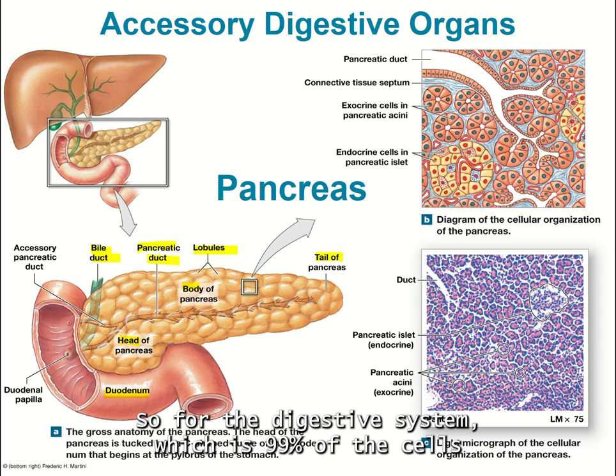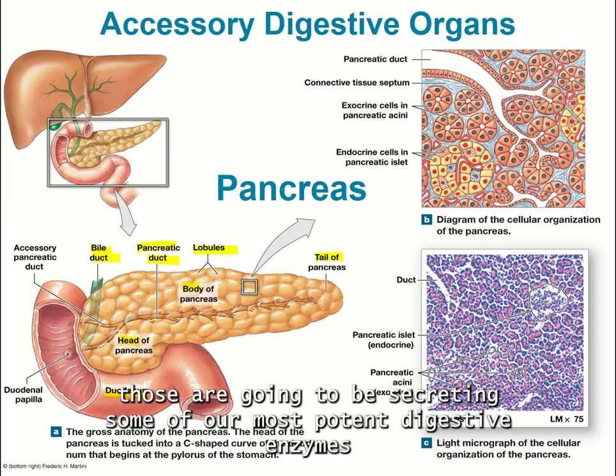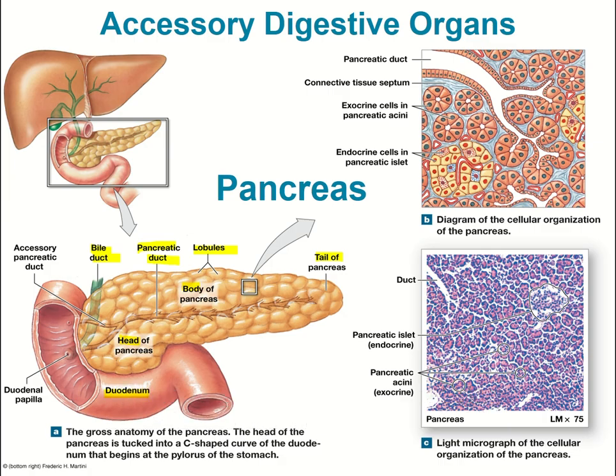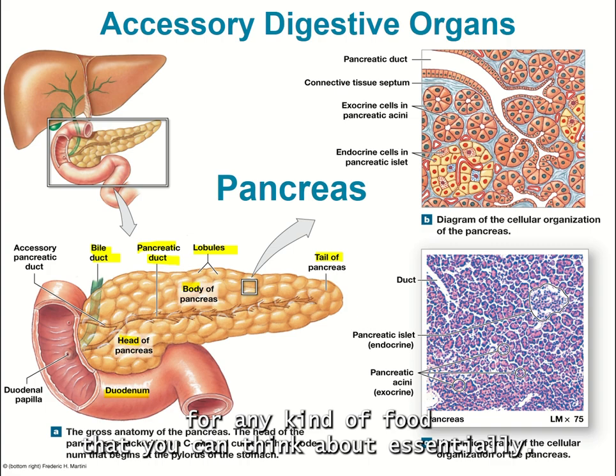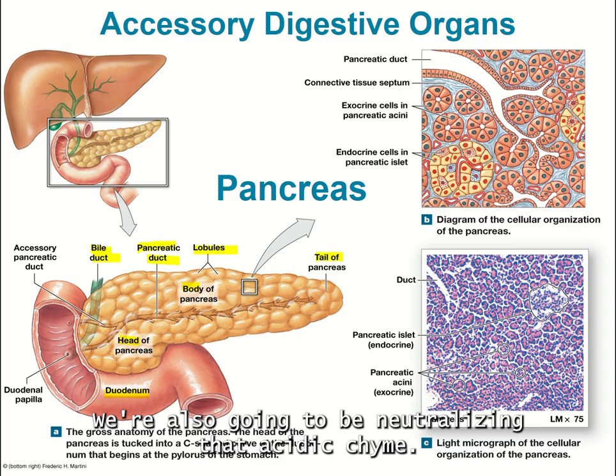So for the digestive system, 99% of the cells that are associated with the pancreas are going to be secreting some of our most potent digestive enzymes for any kind of food that you can think about, essentially. So we're going to be creating those digestive enzymes. We're also going to be neutralizing that acidic chyme.